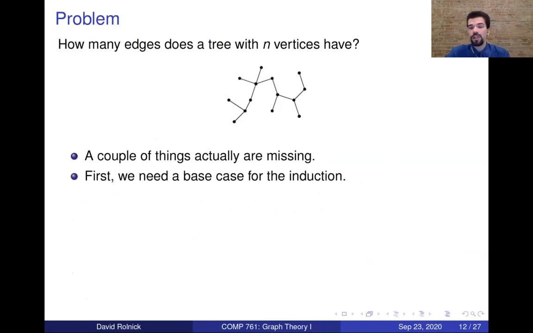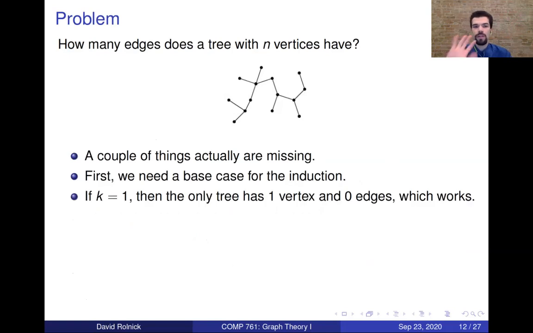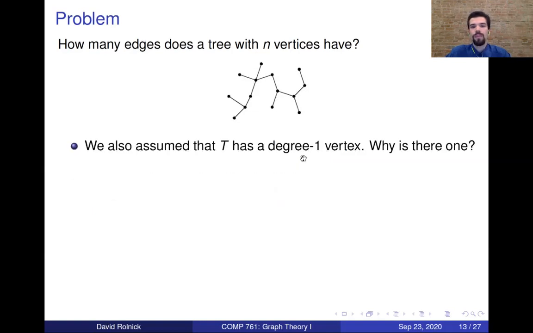First, we need a base case for the induction. That's always important for induction. I don't think someone's going to gloss over it, but in this case, let's just do the base case. Whenever you're writing a formal proof, you have to have that. Sometimes I will not go into it in detail. But here, if k equals 1, then only one tree has one vertex and 0 edges. It's just a single vertex. That works. But there's something more subtle. We also assumed that T has a degree 1 vertex. We assumed that it has a leaf. Why is there some degree 1 vertex?